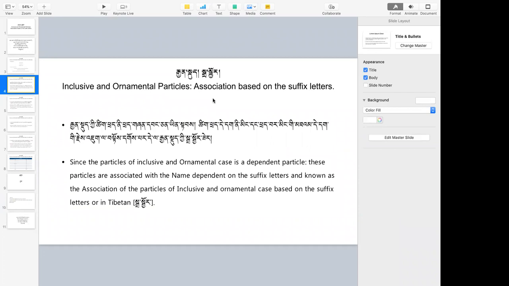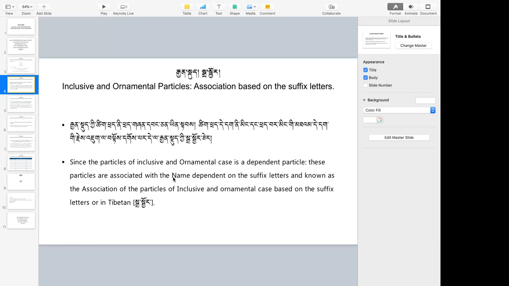So it states that the particles of the inclusive and ornamental case are dependent particles. These particles are associated with the name depending on the suffix letter. Name here is in capital letters so that we don't confuse this with the naming word. Naming word you can normally write in lowercase, whereas for Name you have to use the N as an uppercase.